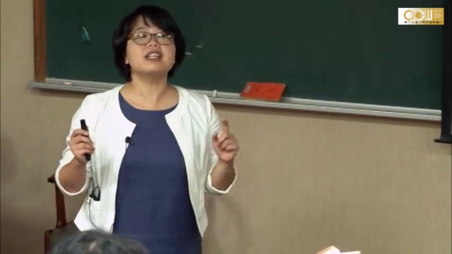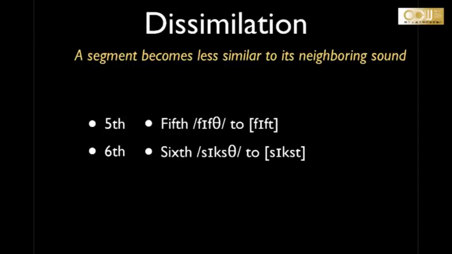Now, if there is assimilation, there is dissimilation. Sometimes if you like your neighbor, you will probably try to assimilate to it. But in some cases, you just absolutely hate what your roommate is doing, so you try to be less like her. This is just going in a different direction. So this is when a segment becomes less similar to its neighboring sound.